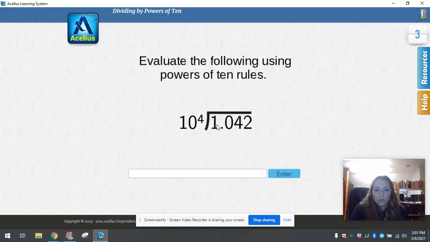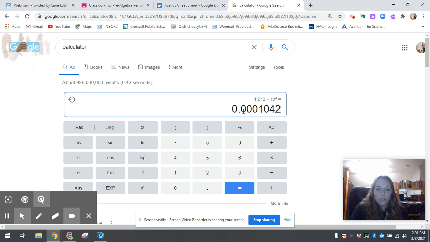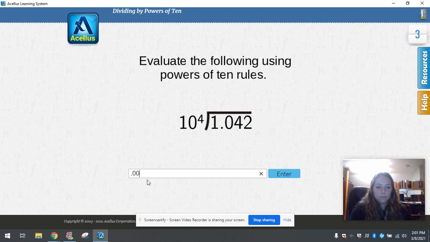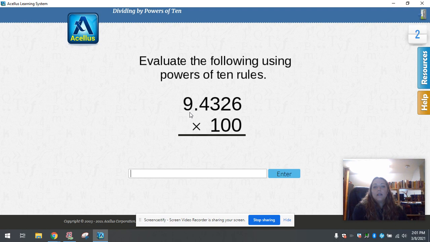Here's how we could think about it. We could think of moving this decimal to the left 4 times and fill in those zeros and then put our decimal over here. If you're ready for that, 0.0001042. Okay, 9.4326 times 100. So since it's multiplication, moving my decimal to the right. I have 2 zeros, so I'm going to move it to the right twice. So I'm going to get 943.26.